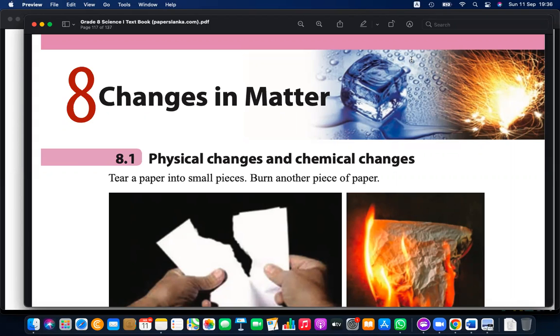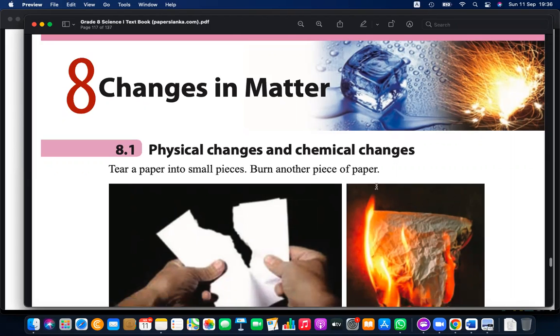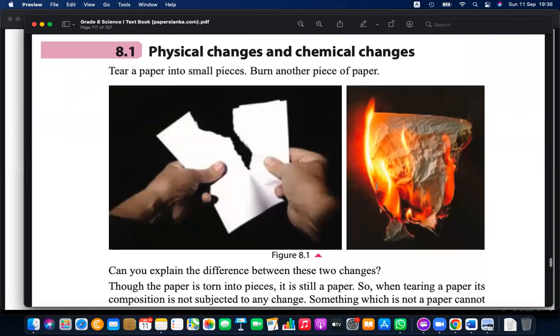So basically, changes in matter, right? We have learned about the states of matter in previous grades, grade 6 and 7. There are three states, basically solid, liquid, and gas. I think that you can remember the stuff. If not, I can just make you remember certain things that we have learned.